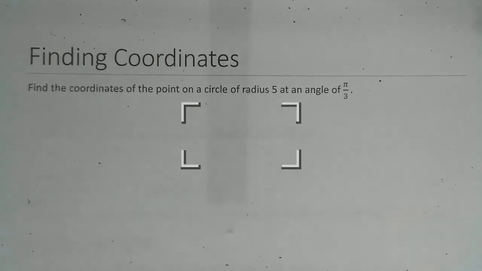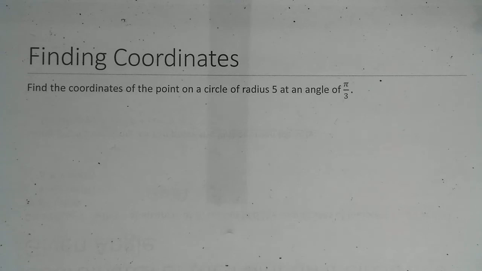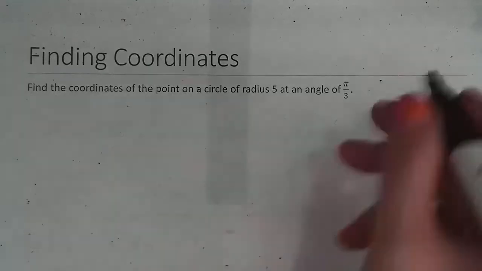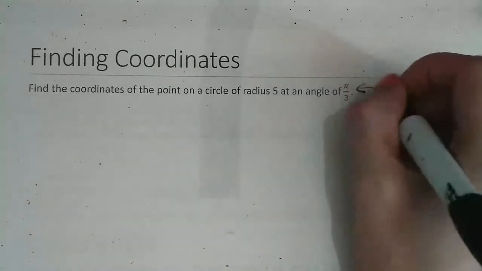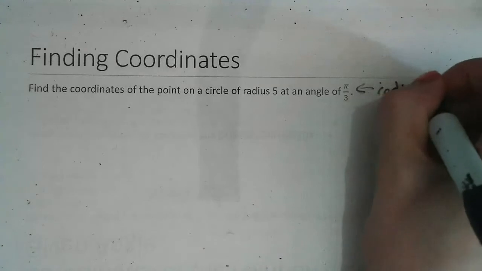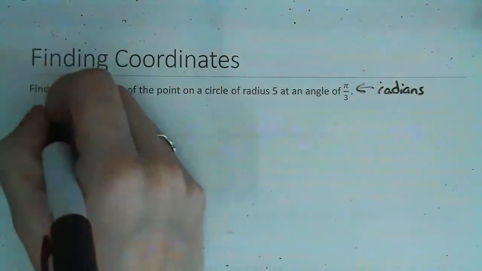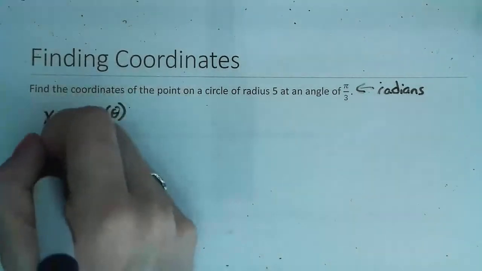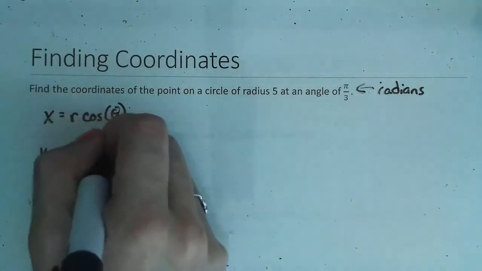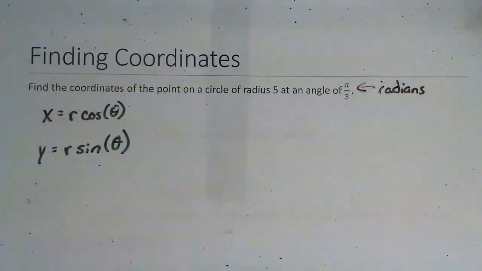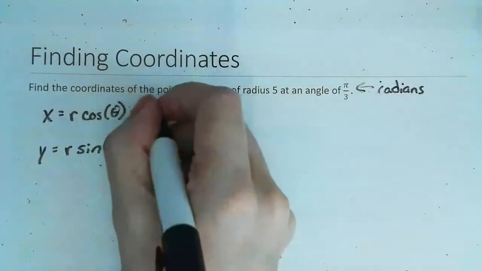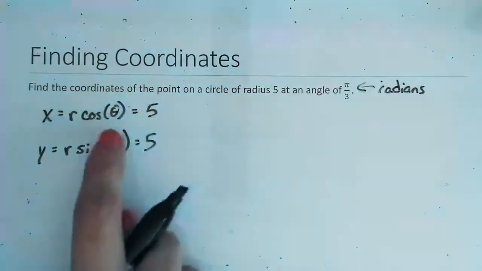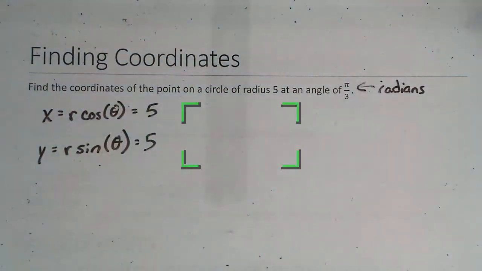So we're going to use that idea to find the coordinates. So it says, find the coordinates of the point on a circle of radius 5 at an angle of pi over 3. You'll notice we don't see degrees on that, so that is measured in radians. So we said that x is equal to r times the cosine of theta, and y is equal to r times the sine of theta. Well, we know that r is 5, so I'm going to plug that in. I need to know the cosine of theta and the sine of theta.